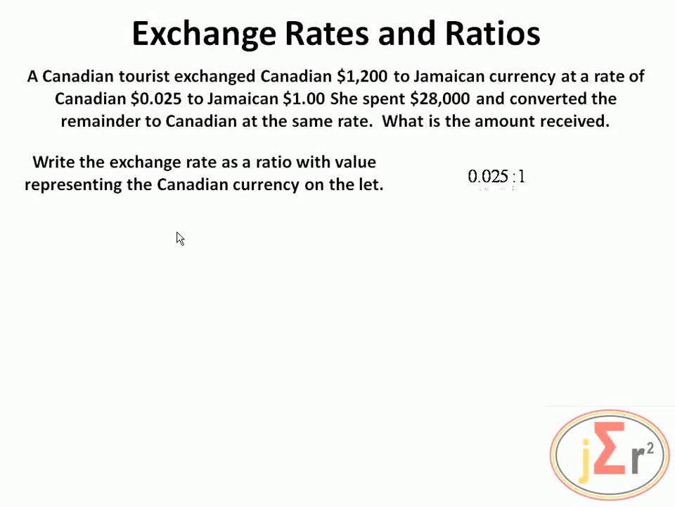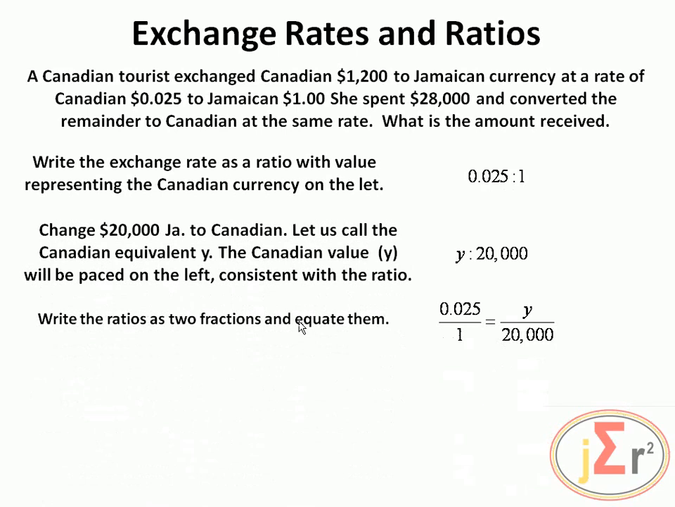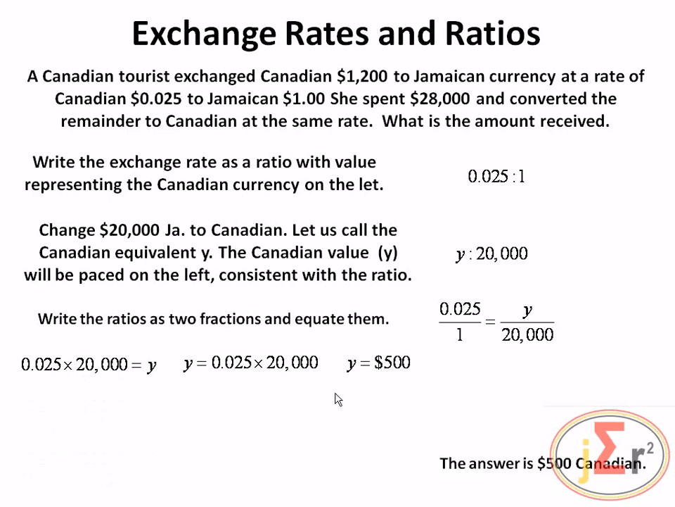The $20,000 that we have is Jamaican, so it is going to go on the Jamaican side. And what we do not know is y on the Canadian side. And of course, we are going to write them as fractions and we are going to equate those fractions. After equating the fractions, what do we get? Transposing gives this as y. So y is equal to 0.025 times 20,000 and that gives $500, and that is Canadian currency.